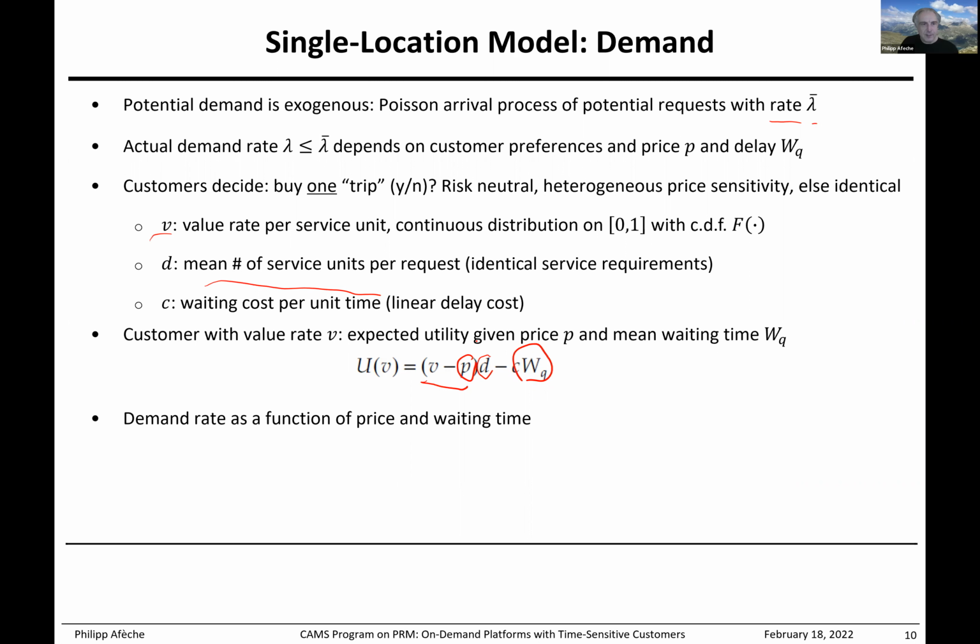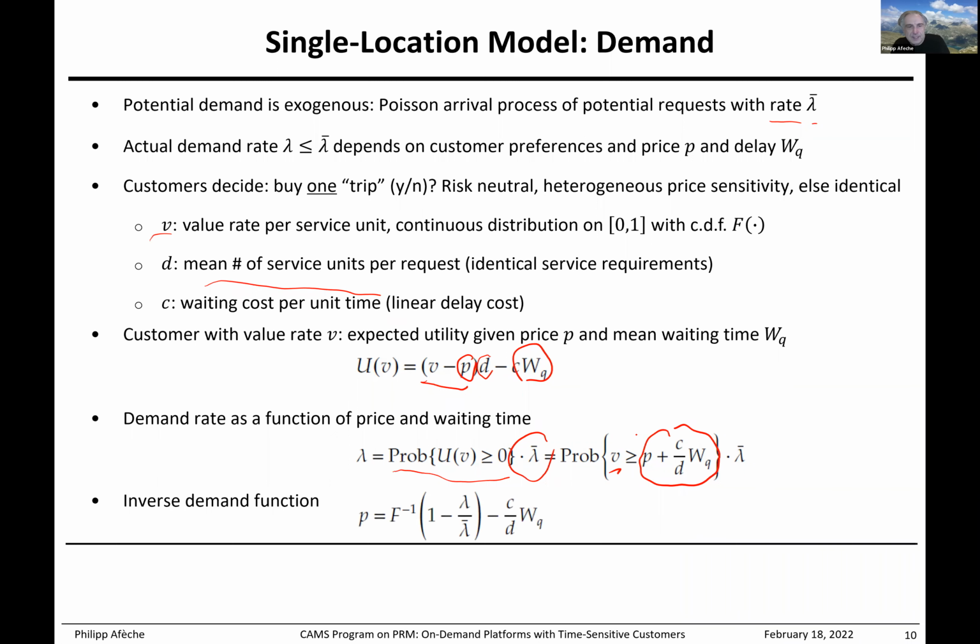So the demand rate as a function of price and waiting time is simply the market size, and then you aggregate everybody whose value exceeds the total cost. This gives you lambda as a function of the market size and the attributes of the service, which are decision variables. Sometimes in this type of analysis, it's helpful to do the analysis in terms of quantities as opposed to prices. That would be the inverse demand function.